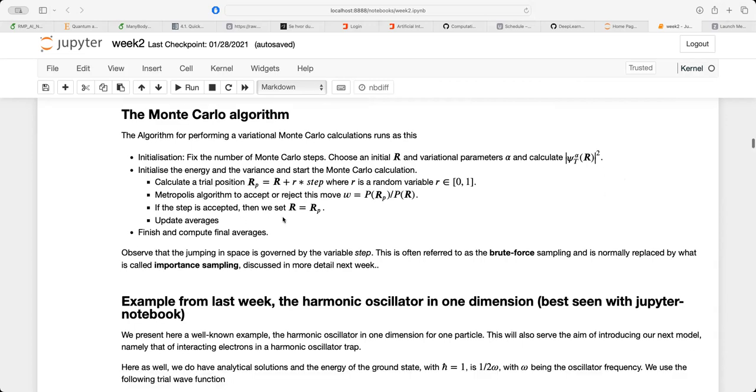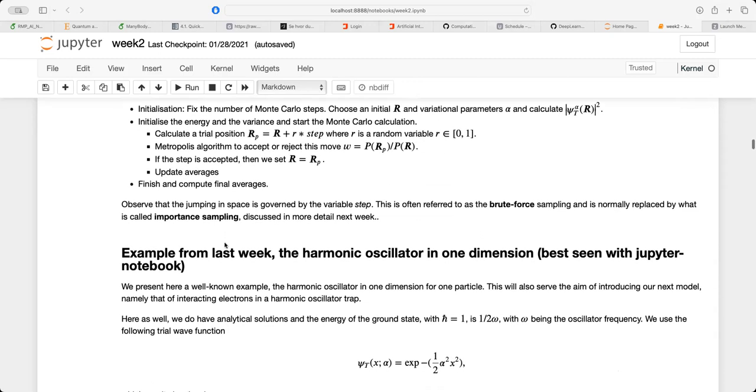And when you do that, you can, for obvious reasons, stay in the same place if you don't accept the move. That is also an observation, or you move to a new position. And today, we're actually going to derive the Metropolis algorithm so that you get a feeling. I know that not everybody has seen it. So for those of you who have seen the derivation, this may be a little bit boring, but I hope you can survive. And then you update the averages, and you finish and compute the final averages. This is the essence of what you're going to program.